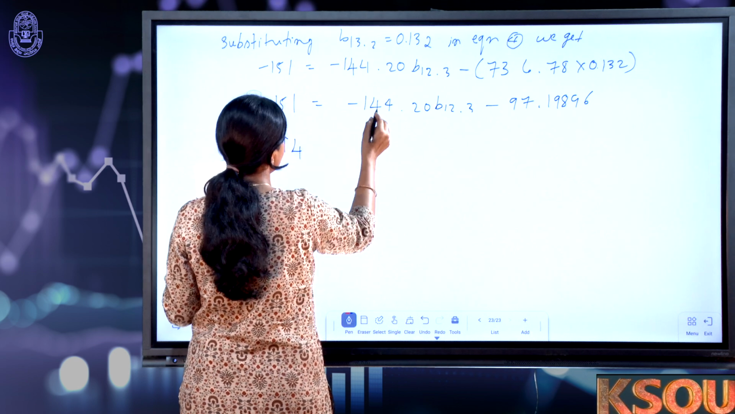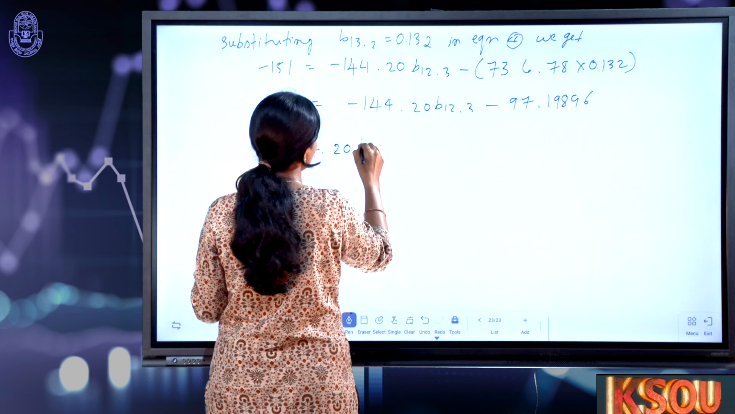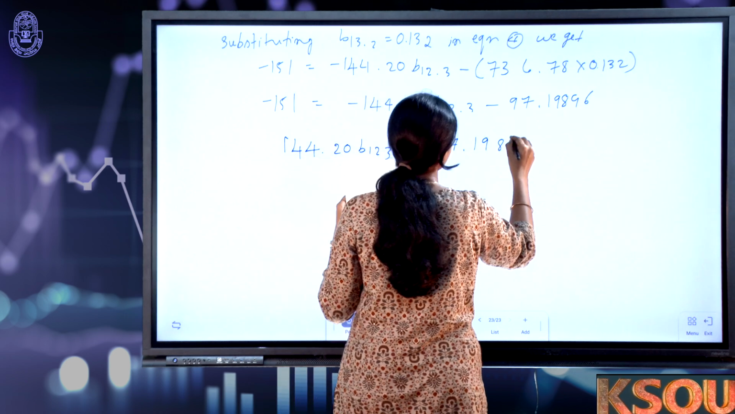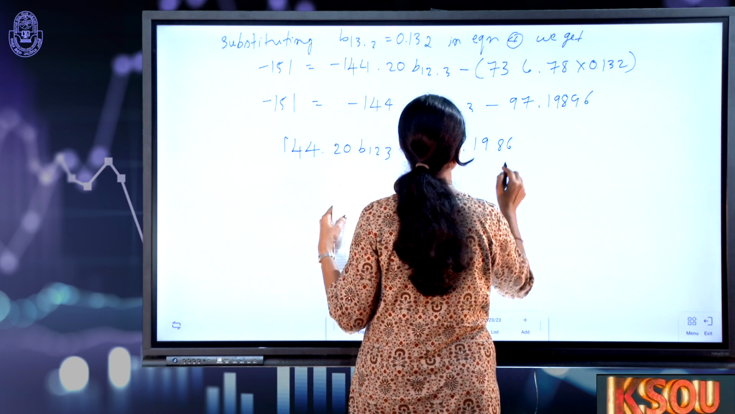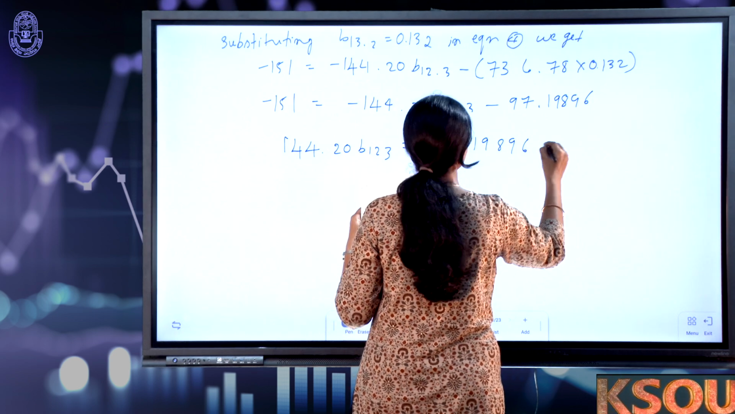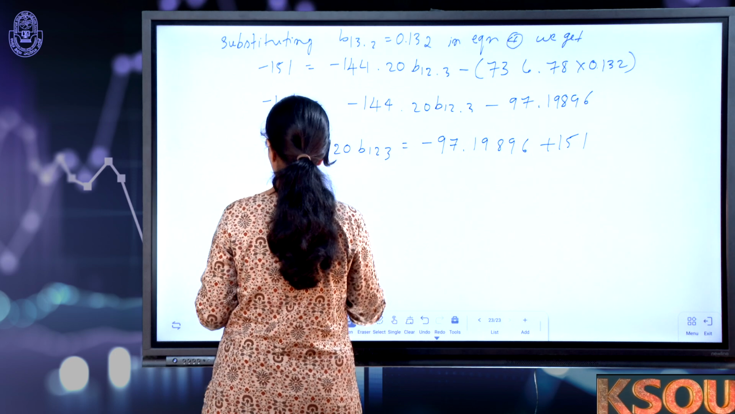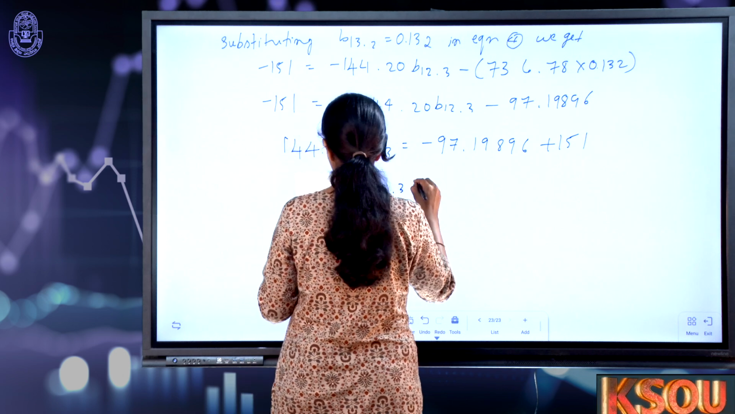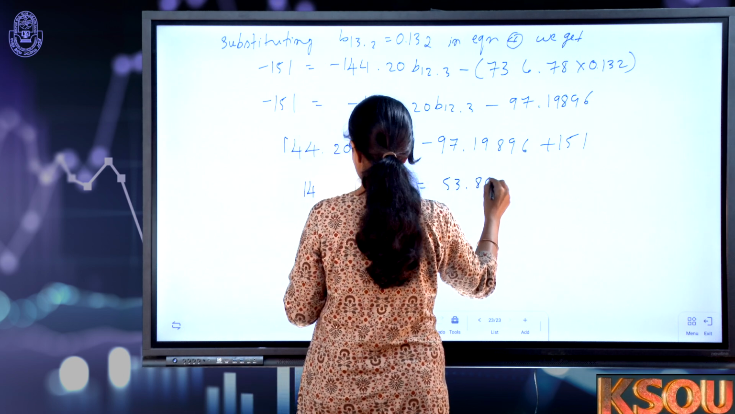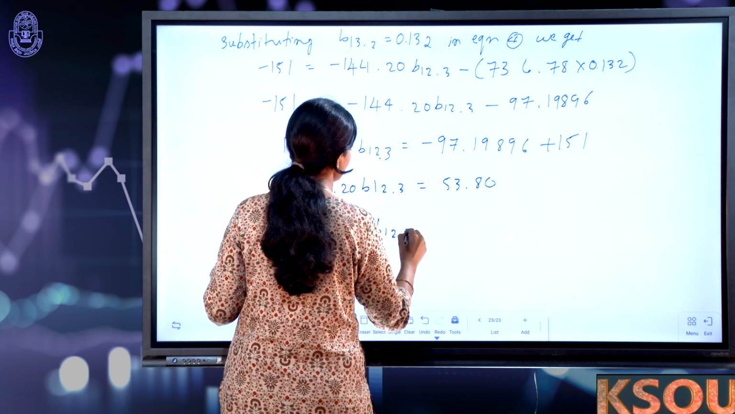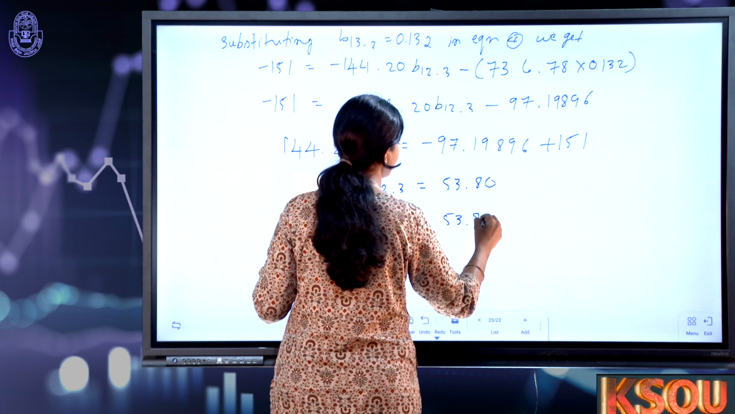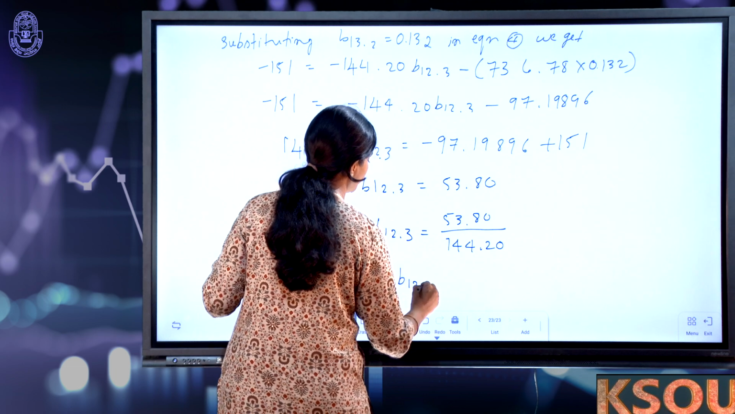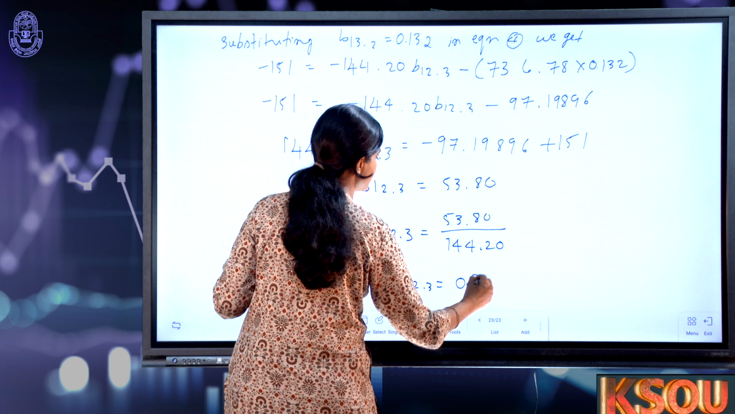So minus 144 will become plus 144.20 B12.3 is equal to minus 97.19896 plus 151. So 144.20 B12.3 is equal to 53.80. So if you take B12.3 here, then it will become 53.80 divided by 144.20. So finally you should get the value of B12.3 is equal to 0.373.